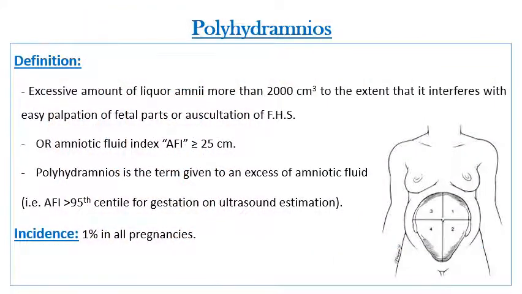Disorders of amniotic fluid include polyhydramnios, oligohydramnios, premature rupture of membrane or pre-labor rupture of membrane, chorioamnionitis. But here we'll discuss polyhydramnios and oligohydramnios. Now, what is the definition of polyhydramnios? It is excessive accumulation of a large amount of amniotic fluid, equal to more than 2000 cubic millimeter, or to the extent that it interferes with easy palpation of the fetal parts or auscultation of fetal sound. Please remember the normal amount, 1 up to 1.5 liter.